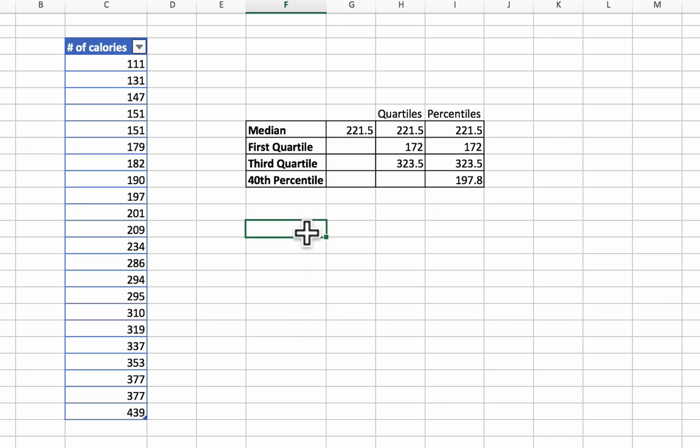So now if we want to calculate the interquartile range, I'll abbreviate that IQR, the interquartile range. The easiest way we can do that is equals the third quartile minus the first quartile. So we get an interquartile range of 151.5. And again, that matches what we did when we did the calculation using the formula.